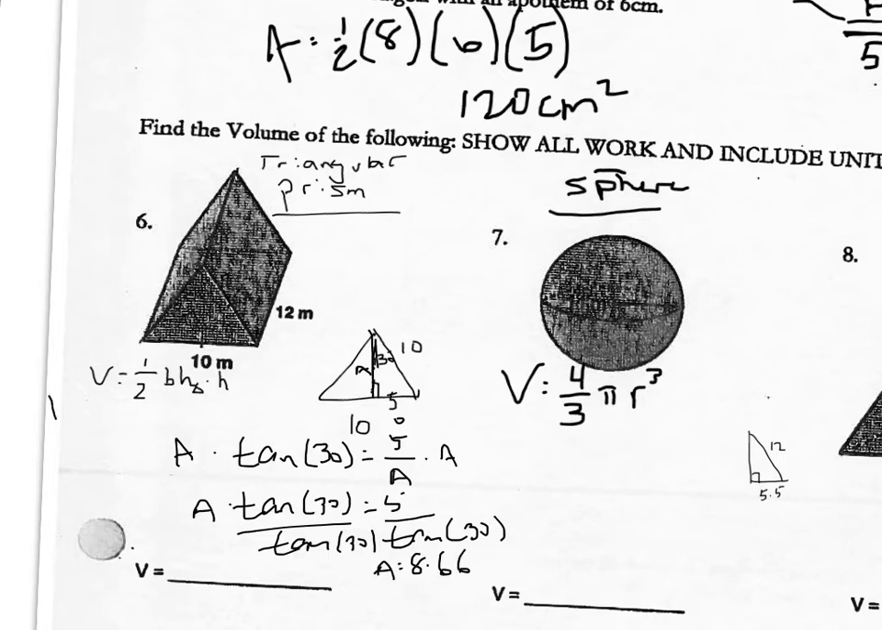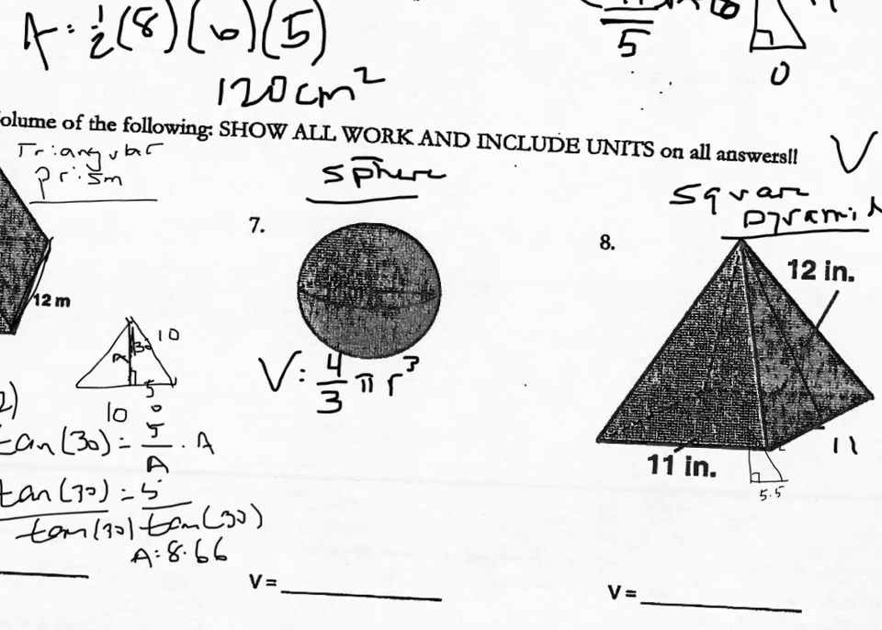So now I have enough information. 1/2 the base of the triangle, which is 10, the height of the triangle, which is 8.66, and then the whole height of the prism right here, which is 12. Multiply all that together. And we get 519.6. 519.6 meters cubed because it's volume.